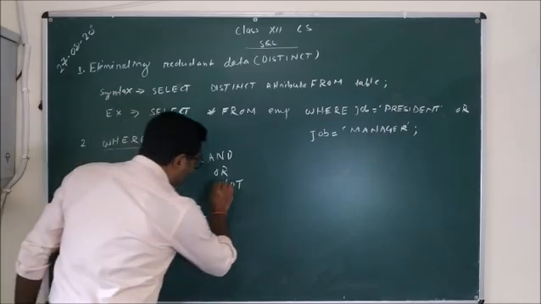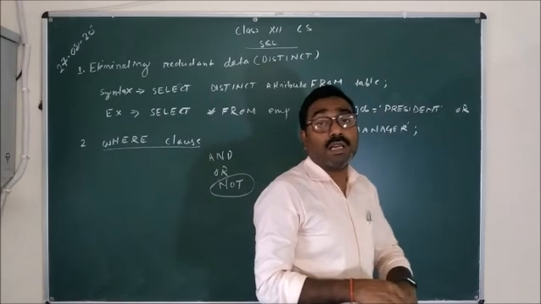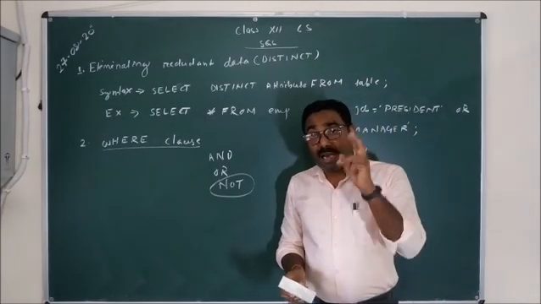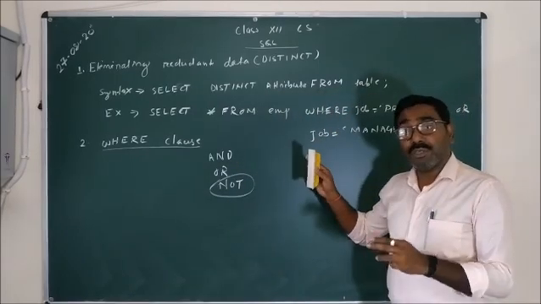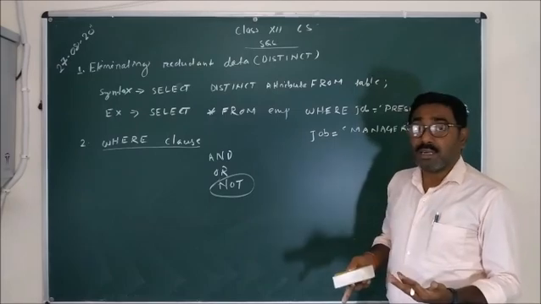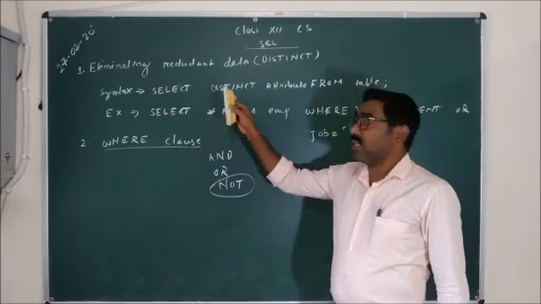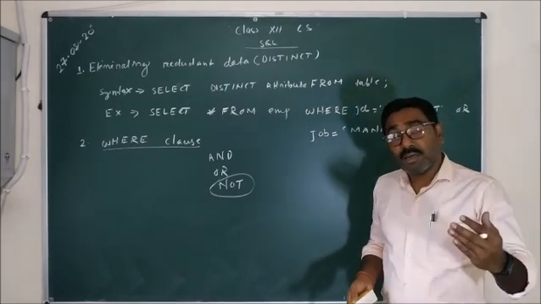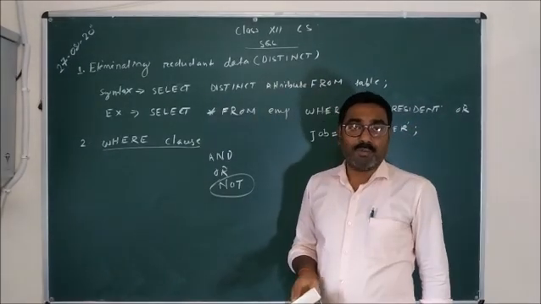The next logical operator is the NOT operator. In the next class we will learn about the NOT operator, because the NOT operator cannot be used with the where clause directly. We have to use it with some other attributes or values. It can be used with distinct, it can be used with sum or average or any function. So better first we'll learn about those functions, then we'll go for the NOT operator.